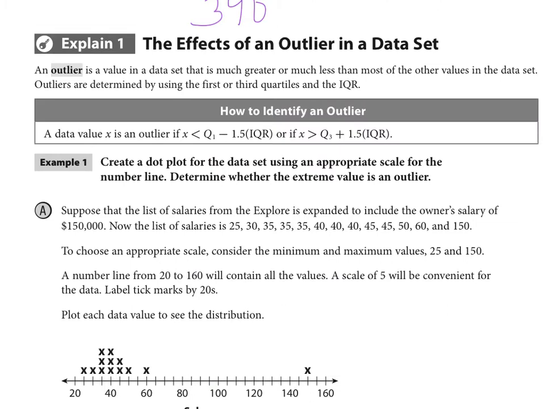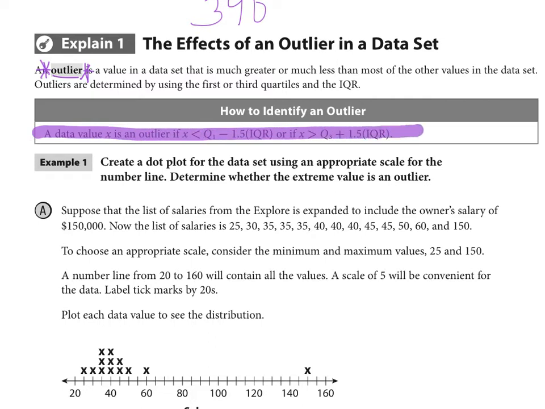Next, I'm on page 390. We're going to look at the effect of an outlier and how to identify an outlier. So your next definition in your foldable should be outlier, of course, and that is a value in the data set that is much greater or much less than the other values. A better definition would be to just copy this into your notes.